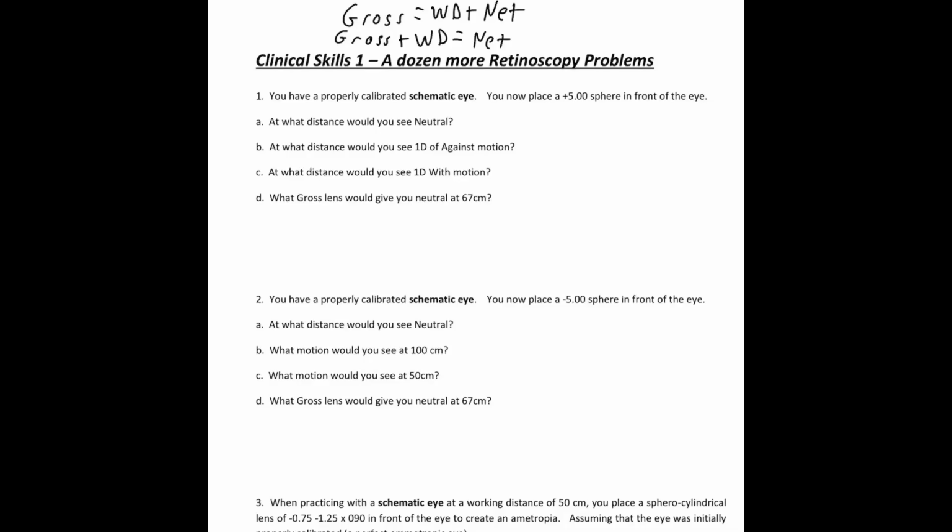Okay, so for this problem, we have a schematic eye, and we put a +5 sphere in front of the eye. So when it comes to these kinds of problems with schematic eyes, whatever lens we put in front of the schematic eye, the refractive error of that is the exact opposite. So in this case, the refractive error of the schematic eye would be -5.